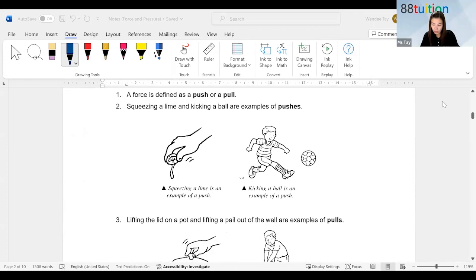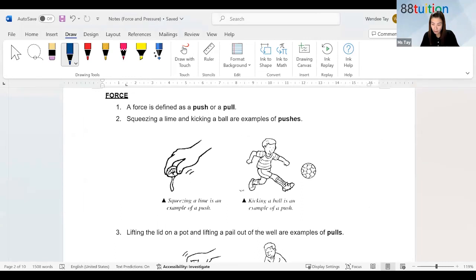Okay, so this topic is on forces. You need to try to recall what you have done in primary school. Forces is not something that is foreign to you. You have already covered some of it in primary school. What you learn in primary school, you are still going to recap in secondary school. Force is actually a push or a pull.